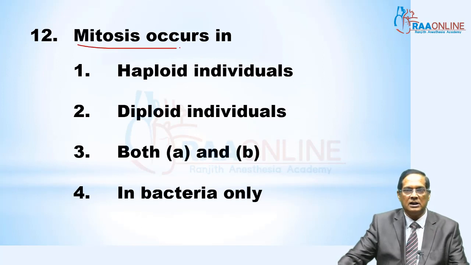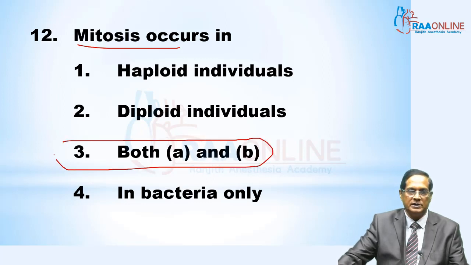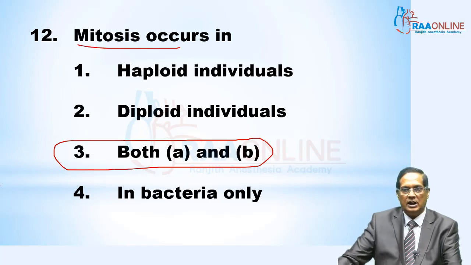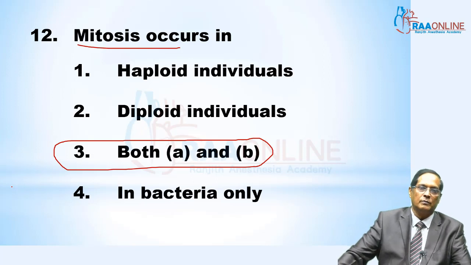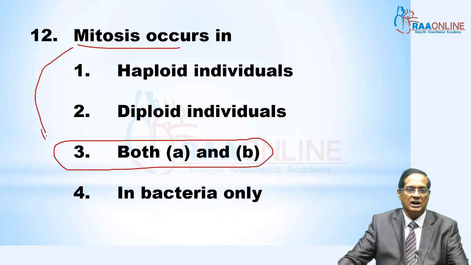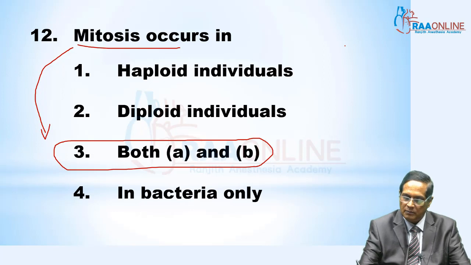Mitosis takes place in all types of cells. That is, the ploidy of an organism doesn't matter. Haploid individuals also perform mitosis, and diploid individuals can also perform mitosis. Mitosis is actually somatic division or equational division.